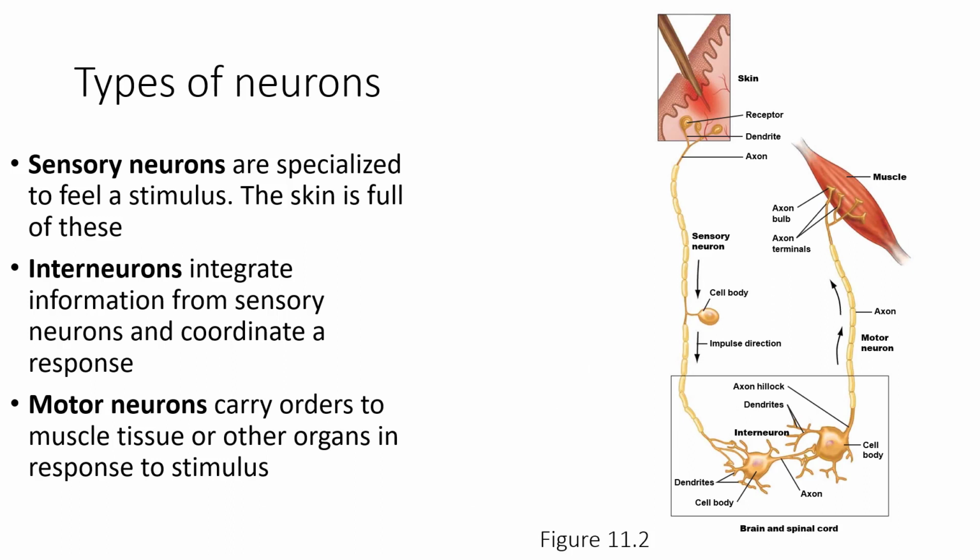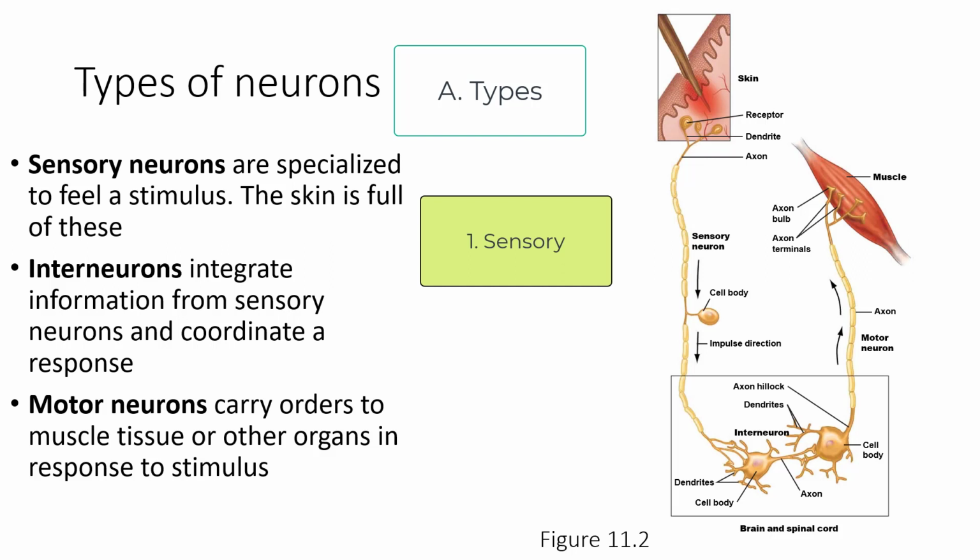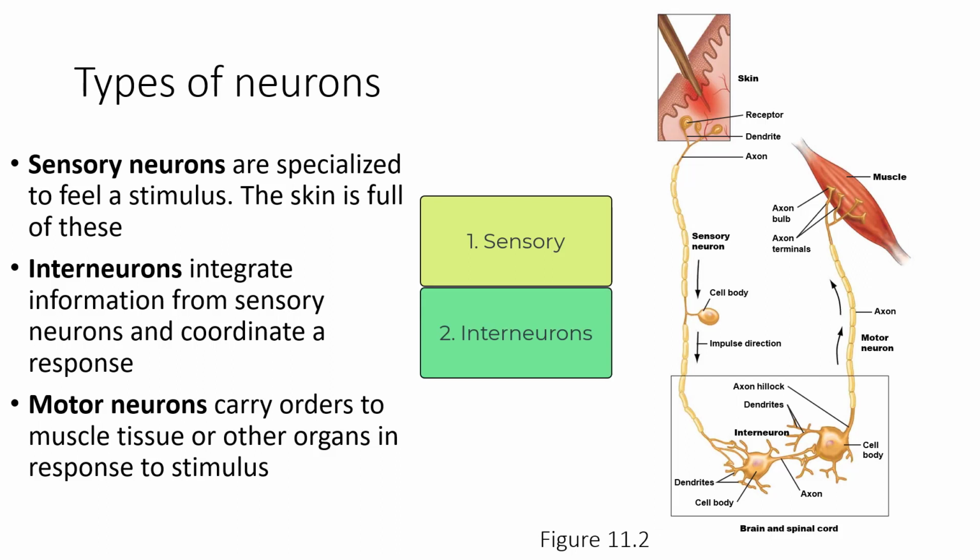So let's look at the types of neurons. First off, we have sensory neurons. They're specialized to feel a specific stimulus. Your skin is full of these, and there are several types we're going to cover in the next slide. Interneurons integrate information from sensory neurons and coordinate a response. So that's what your central nervous system is going to be made of. You have a lot of interneurons coordinating responses. And last off are the motor neurons. They carry orders to muscle tissue or other organs in response to stimulus. And we saw that those can be your somatic or autonomic division. So your motor neurons are going to be responding to things.